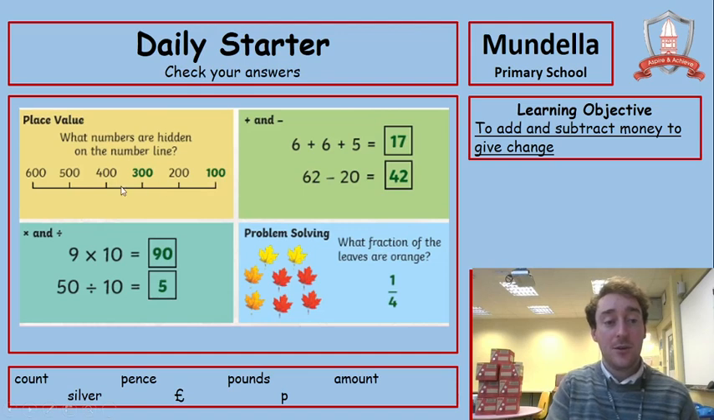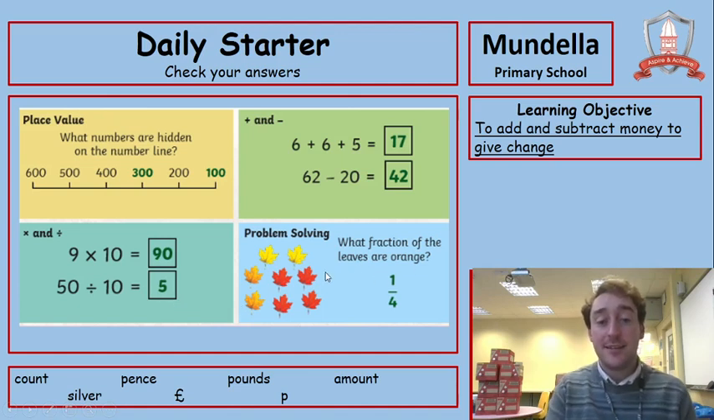Okay, so we've got 300 missing there. So it goes back in 100s, doesn't it? There's 600, 500, 400, 300, 200, 100. There you go. 6 add 6, add 5, 17. 62 take away 20, 42. 9 times 10, 90. And 50 divided by 10, 5.